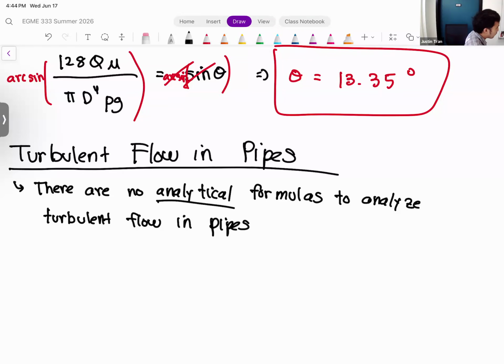For turbulent flow, unfortunately, there is no analytical formula to do such a thing, just because of the randomness and chaos that come with turbulent flow. Okay, so for turbulent flow, our approach is going to change pretty significantly. In the absence of analytical equations, we have to make use of what's called empirical data.